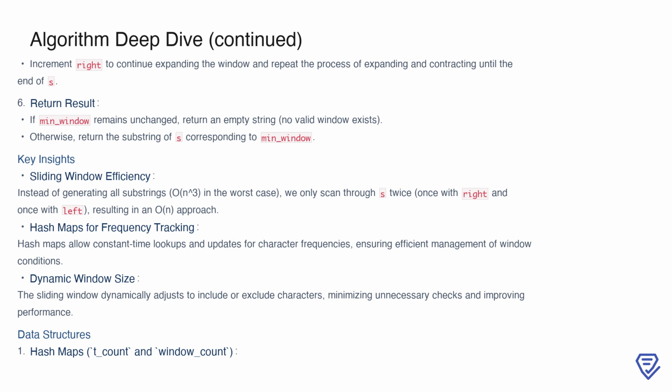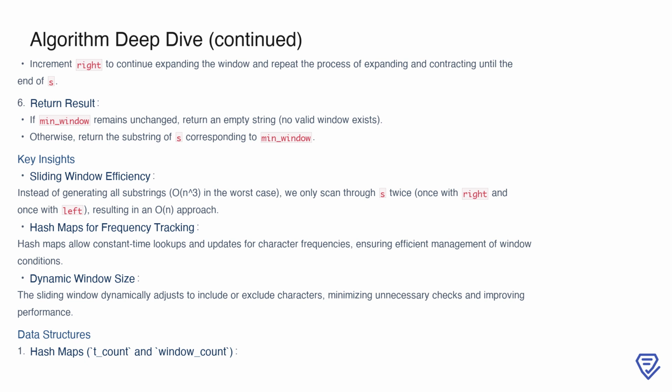After iterating through the entire string S, we check the min_window variable. If it remains unchanged, we return an empty string, indicating no valid window was found. Otherwise, we return the substring of S defined by the indices stored in min_window. This approach is efficient because it avoids brute forcing all substrings and instead uses a targeted search strategy.